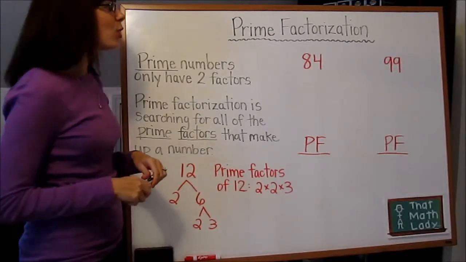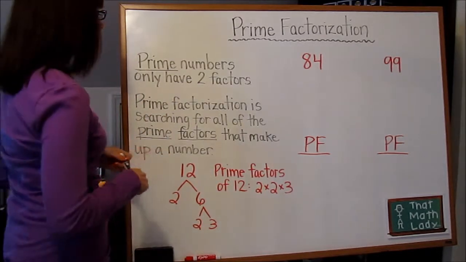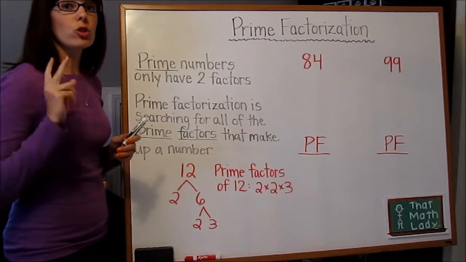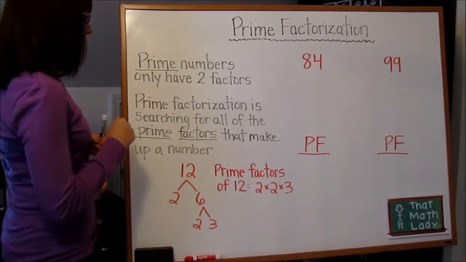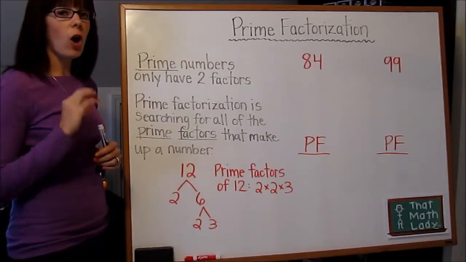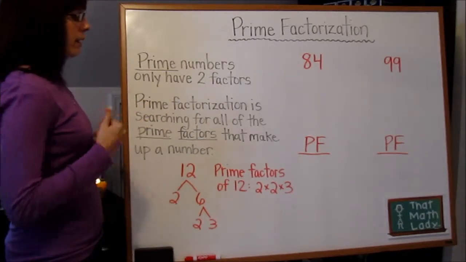Okay, in this lesson, we're going to study prime factorization. And just to review, prime numbers only have two factors, 1 and then that number. Prime factorization is searching for all the prime numbers that when multiplied make up that number.